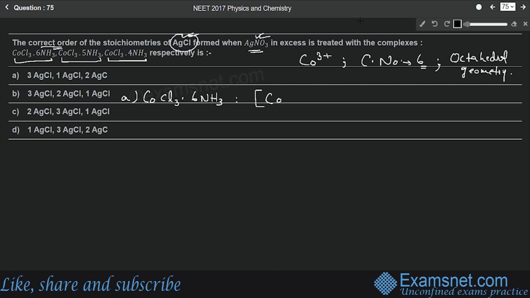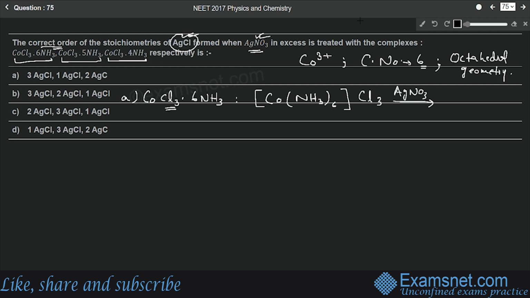This is cobalt. Now, how many ammonia? 6 ammonia are there. So, NH3, 6. And also, the coordination number of cobalt is 6. So, maximum 6 can attach here. What is left? 3 chloride is left. So, that will be outside the coordination sphere. So, Cl3. Okay. Now, it will react with the excess of silver nitrate, AgNO3.